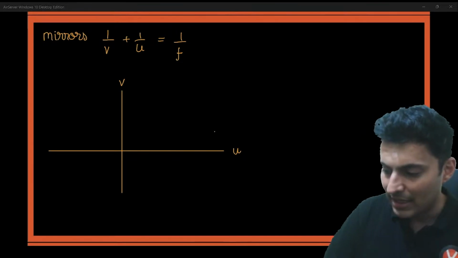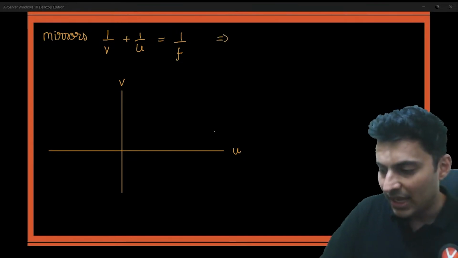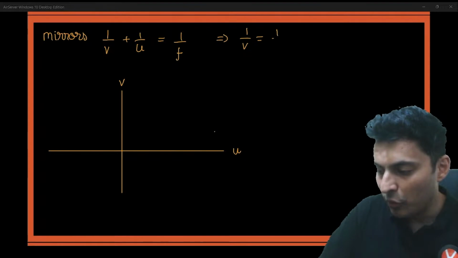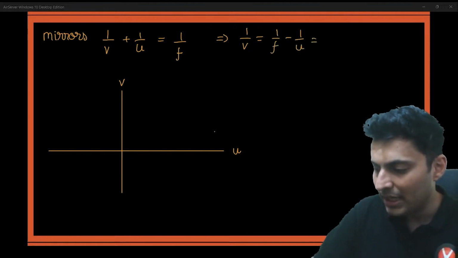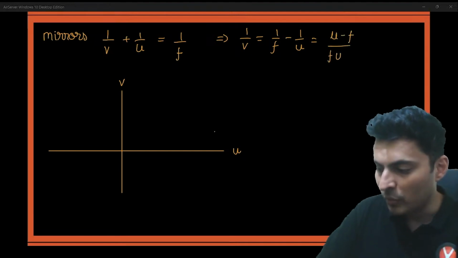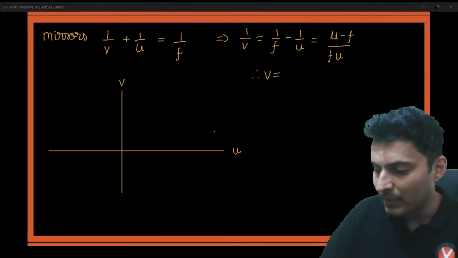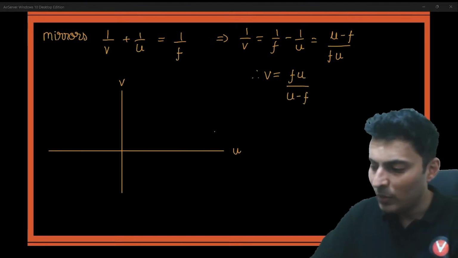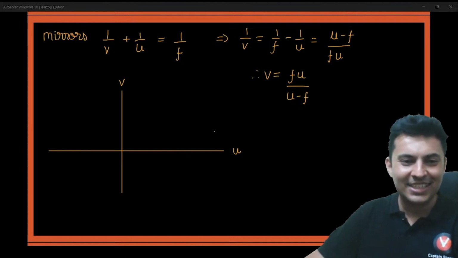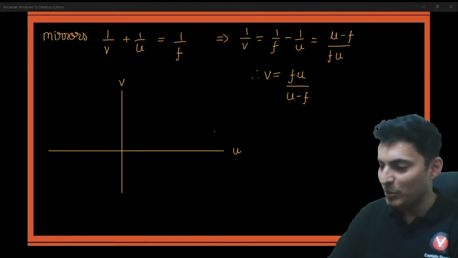So how do we rearrange that? See, I can write it as 1 by V is equal to 1 by F minus 1 by U. Taking LCM, it will be (U minus F) divided by FU. So therefore, V will be equal to FU divided by (U minus F). Now, take some special situations. My dear warriors, what are the special situations?